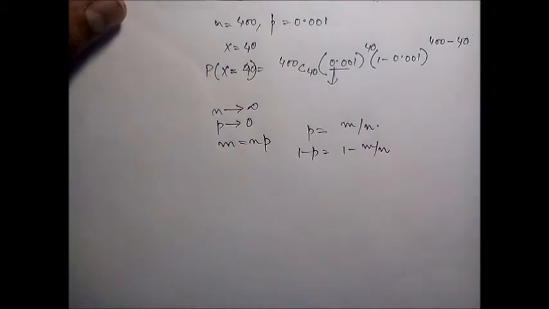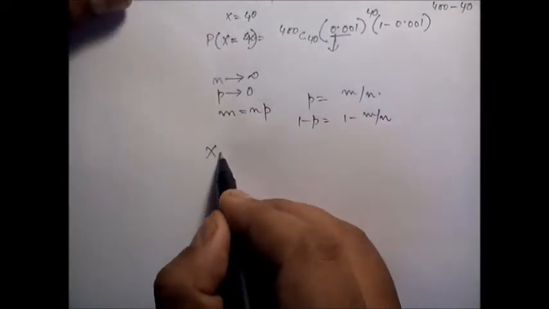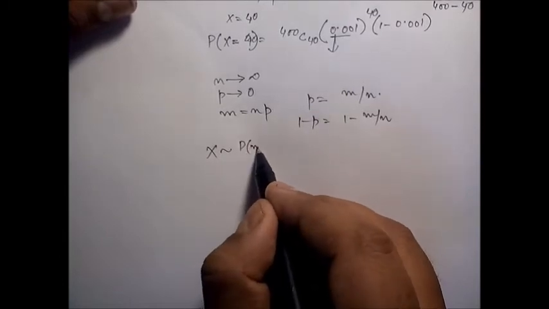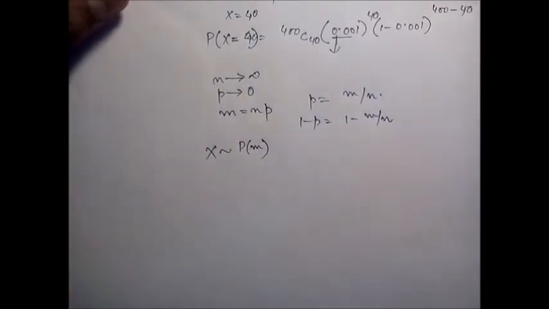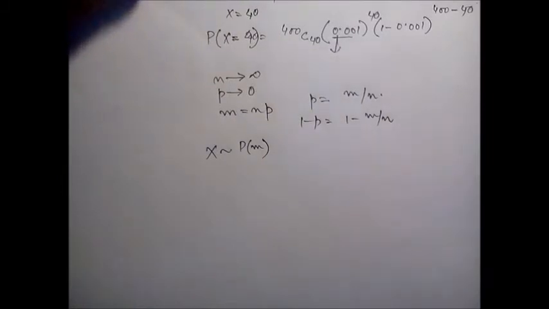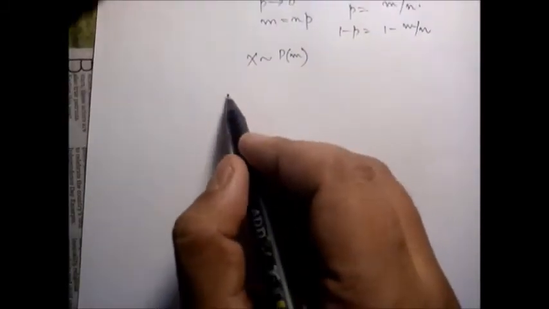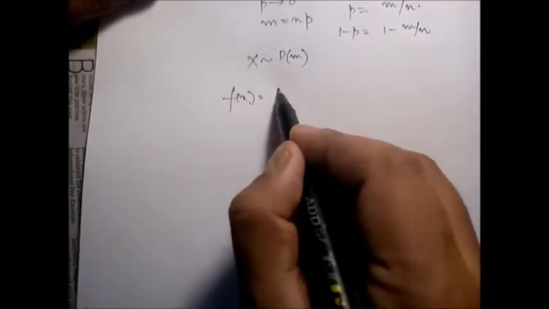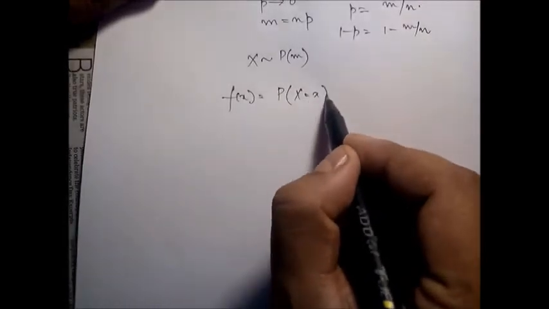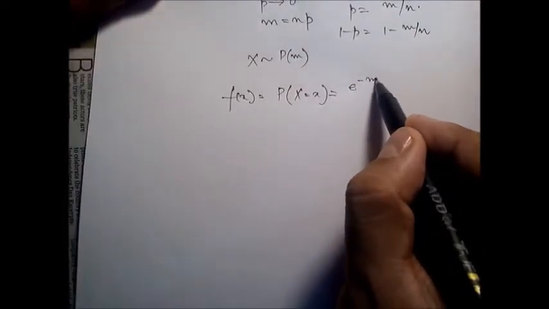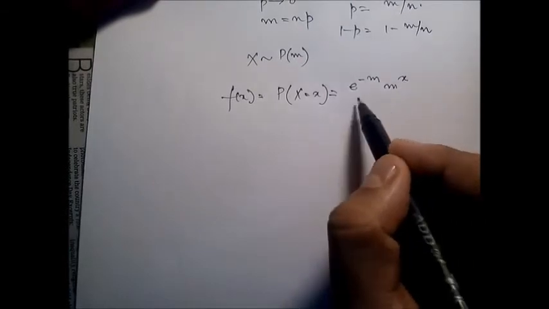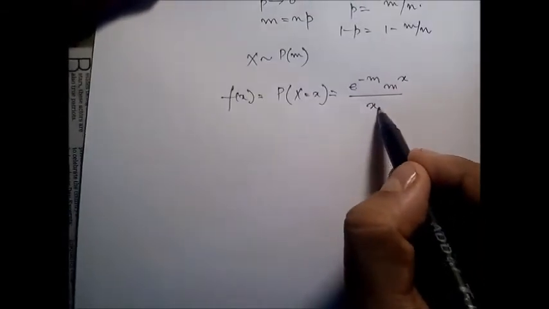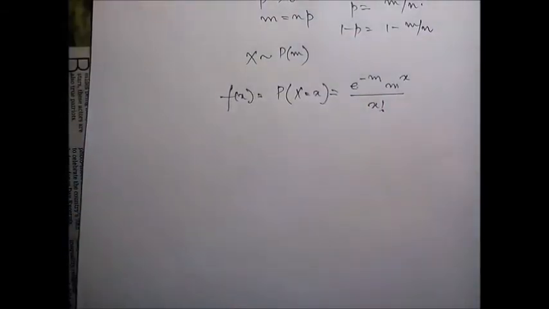To represent the Poisson distribution we use m. So m is the Poisson parameter. Now the probability mass function of the random variable x which follows the Poisson distribution is e to the power minus m, m to the power x by x factorial.